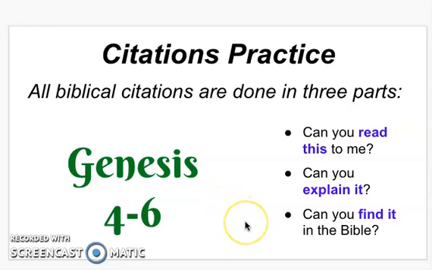If you are reading multiple chapters, you'll still use a dash without any colons or verse numbers. Here you are reading everything in Genesis chapters 4, 5, and 6. You would stop when you got to the very end of chapter 6.